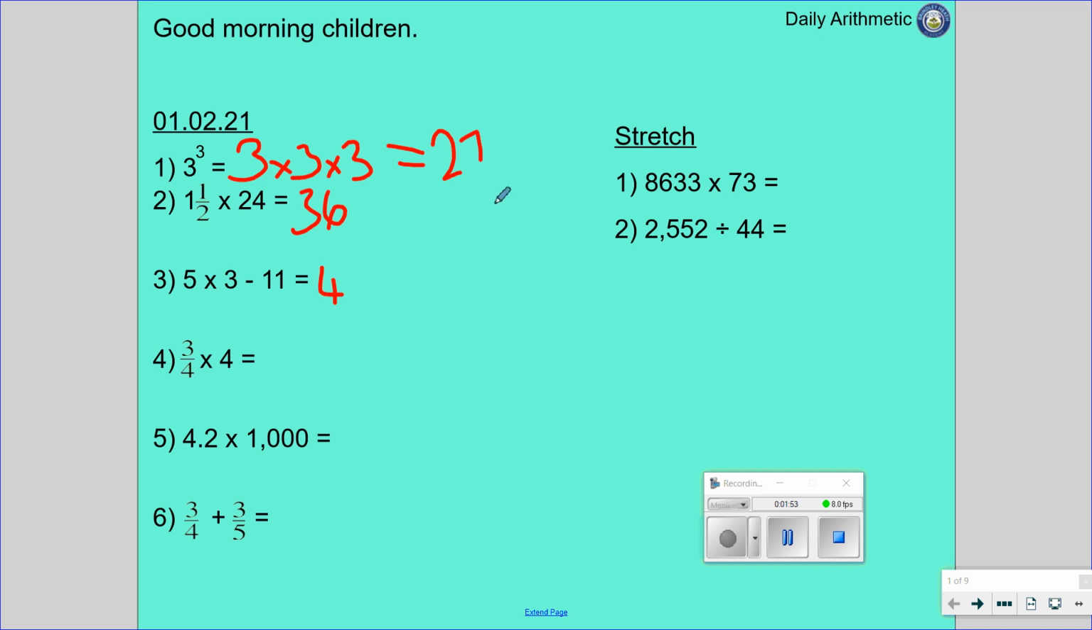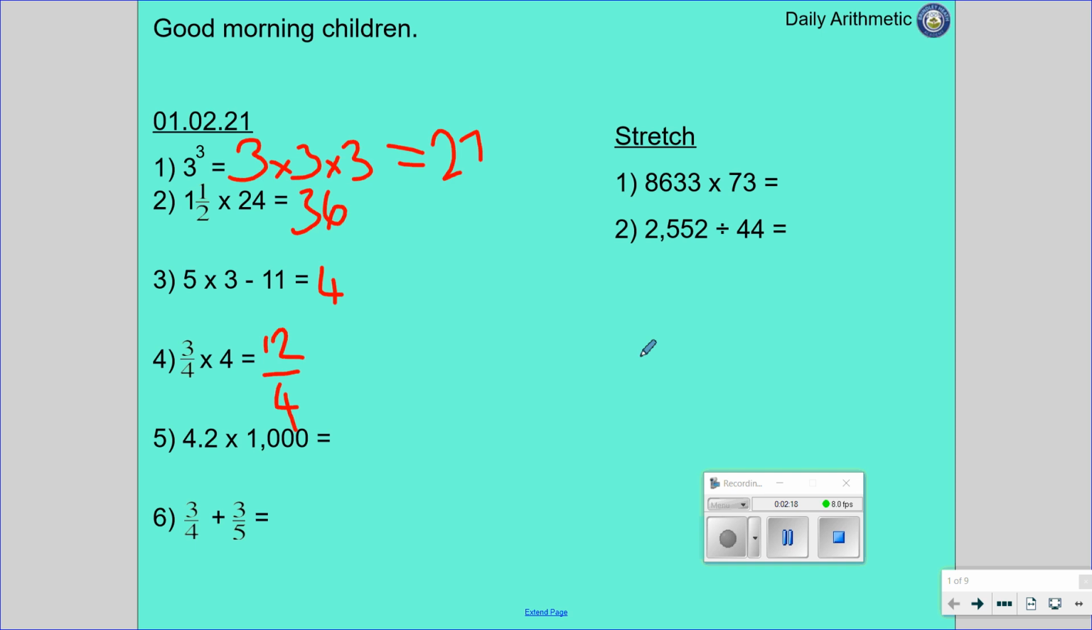Question 4, we've got a fraction times by a whole number. Remember, when we times a fraction by a whole number, the denominator stays the same, it's only the numerator that changes. And we remember that by thinking T for times, T for top number. So we times the numerator by the whole number, 3 times 4 is 12, and the denominator stays exactly the same.